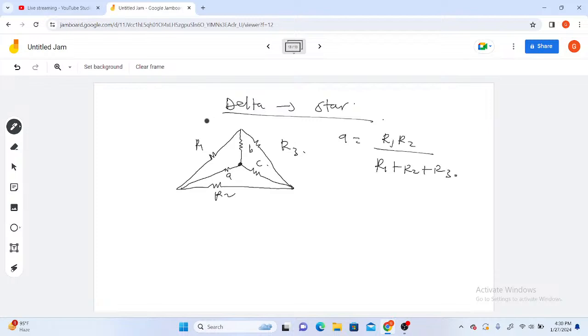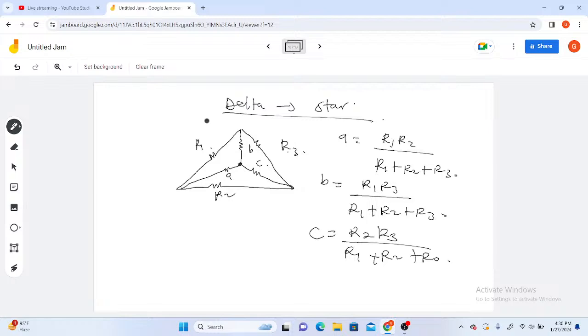So that is that. The two resistors which A is between, you multiply them over the sum of all the three resistors. Hence, B is simply equal to R1 R3 over the sum of R1 plus R2 plus R3. Then C is between R2 and R3, so we're going to have R2 R3 over R1 plus R2 plus R3. And this is what we call delta to star transformation. Now let's take some problems and see how this is practically used.